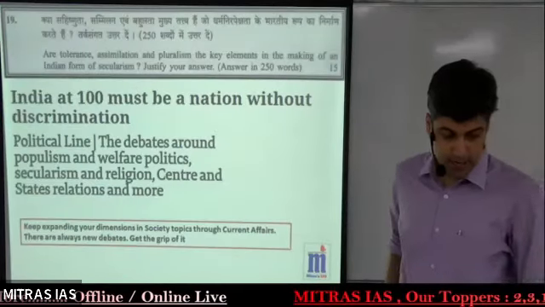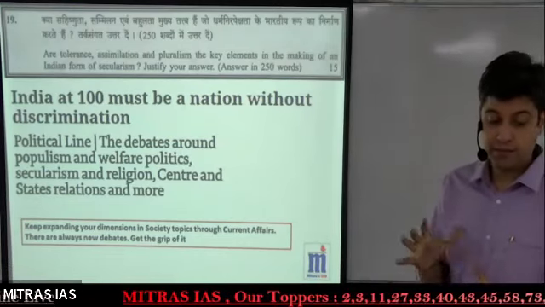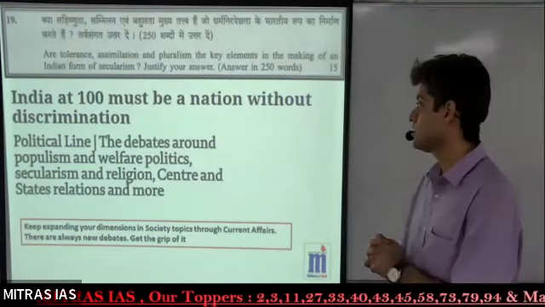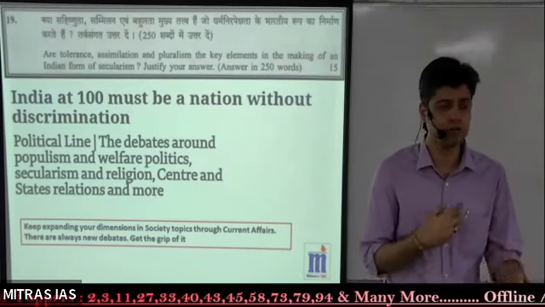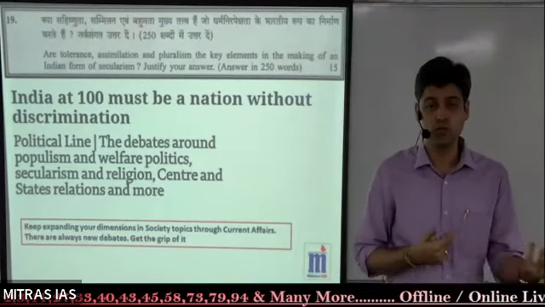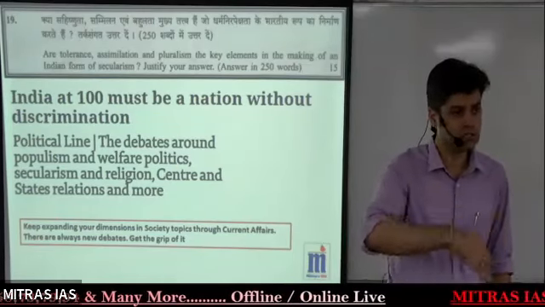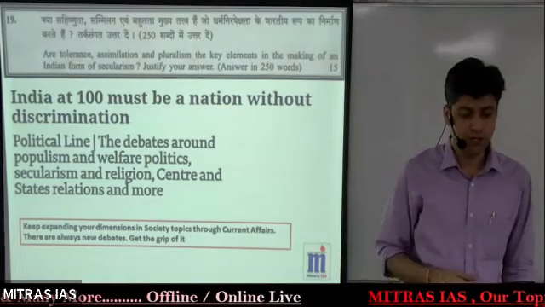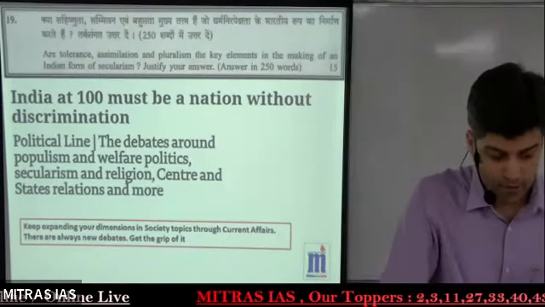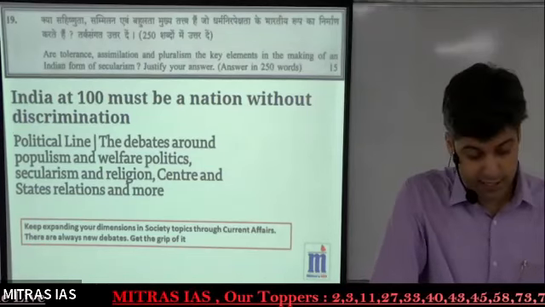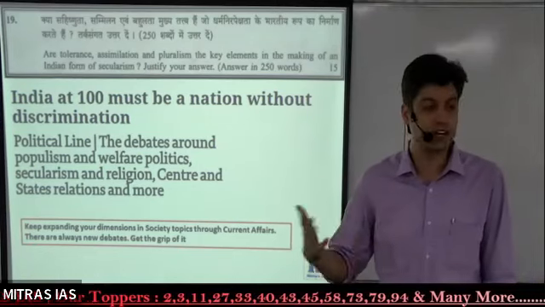Are tolerance, assimilation, and pluralism the key elements in making of an Indian form of secularism? Justify your answer. So many issues have come up with respect to secularism. A lot of articles, hijab issue, then Gyanvapi Mosque, this and that, a lot of issues. Similarly, a lot of editorials depending on that. So my analysis of this: keep expanding your dimensions in society topics through current affairs.